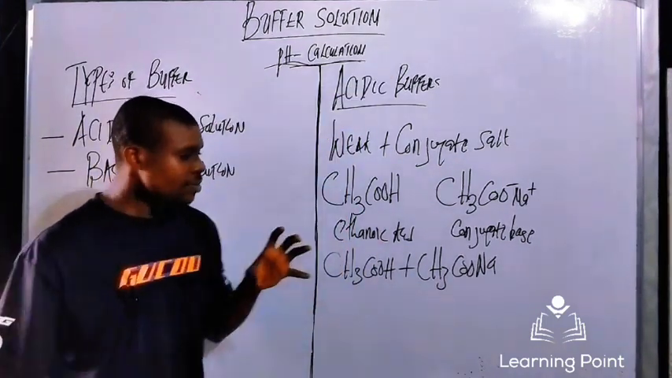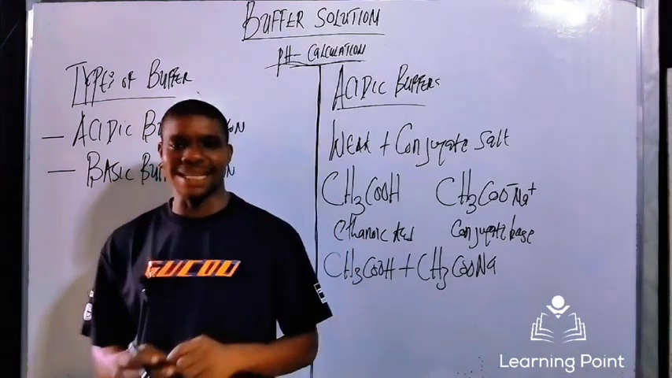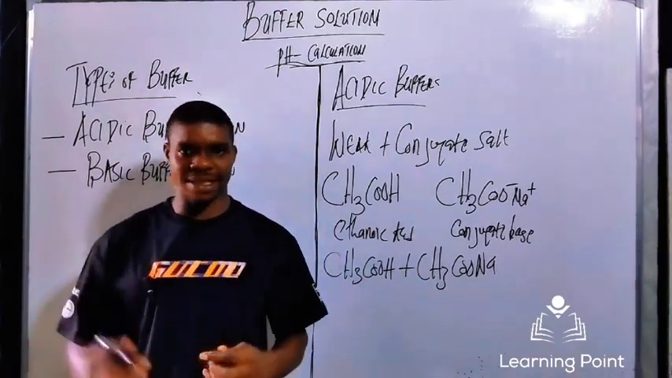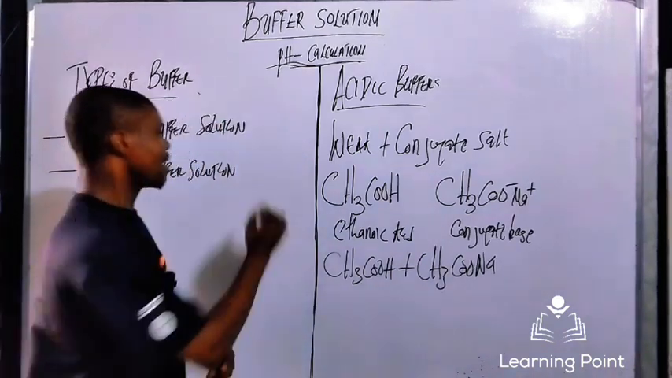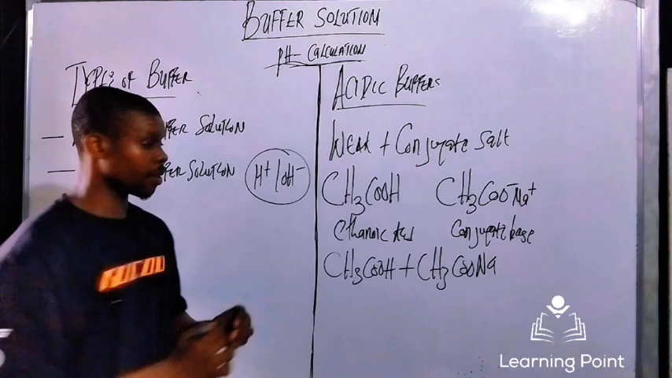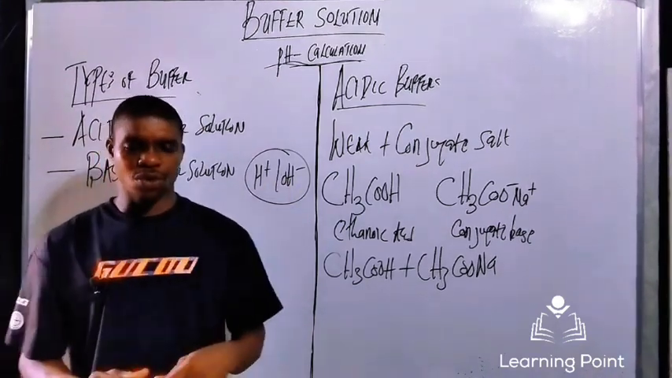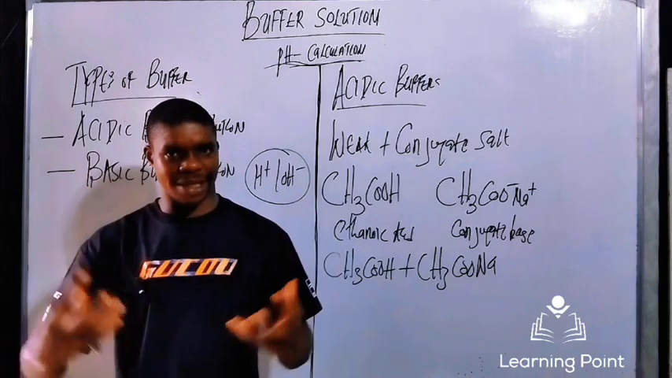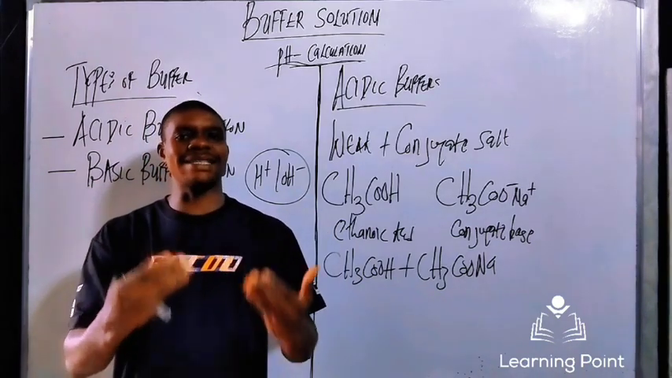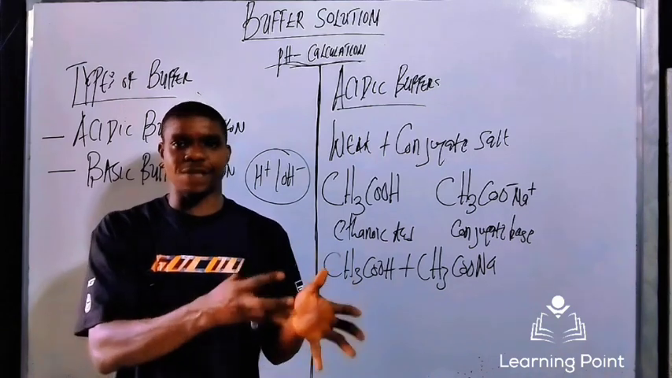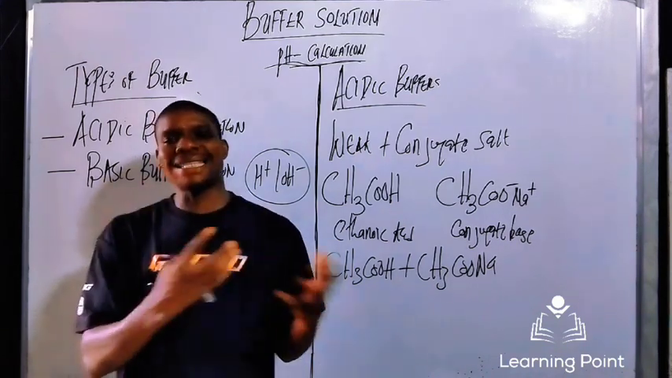Do you understand? What you want to understand in a buffer solution is that every buffer solution contains an acid and a base. So they contain H plus and OH minus. They always contain these. So a buffer solution will contain an acid and also a base. So that is the main reason why there is no significant change in pH when you add acid or base.